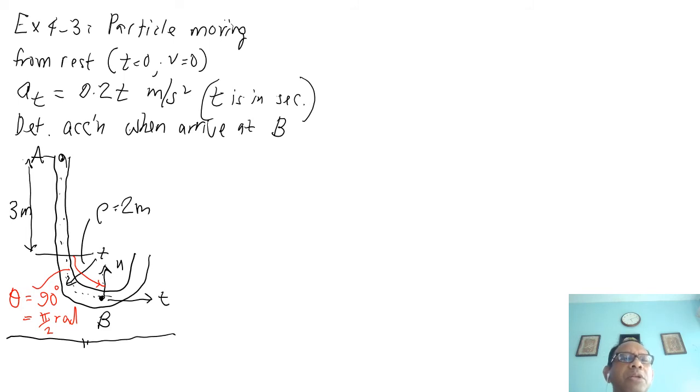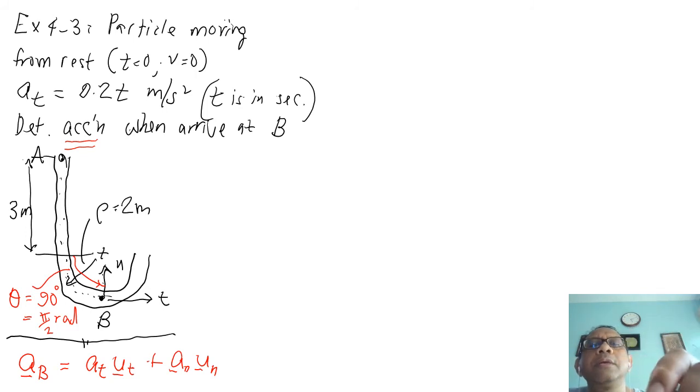So coming back to this question, we need to find what the acceleration is when it arrives at point B. So the acceleration at point B is equal to the tangential component at point B plus the normal component at point B. We know that a_t is equal to v dot, and this is given as 0.2 t.